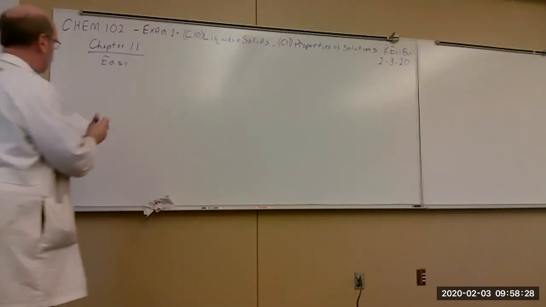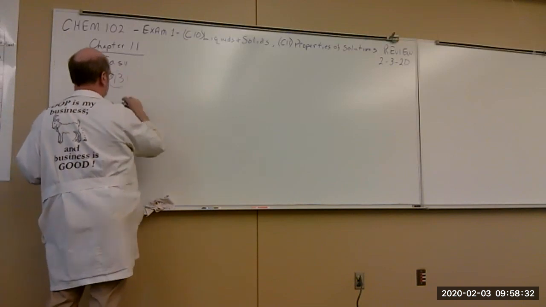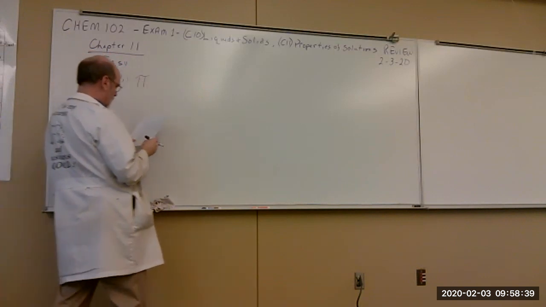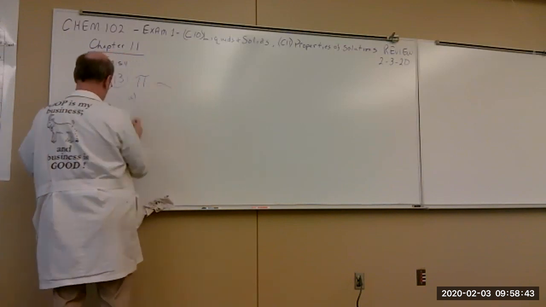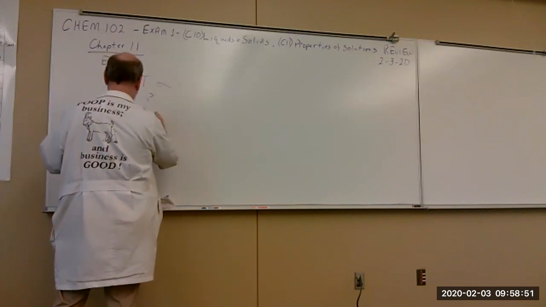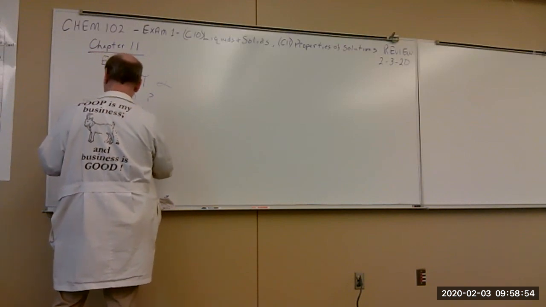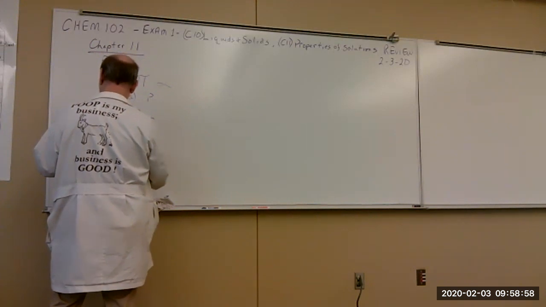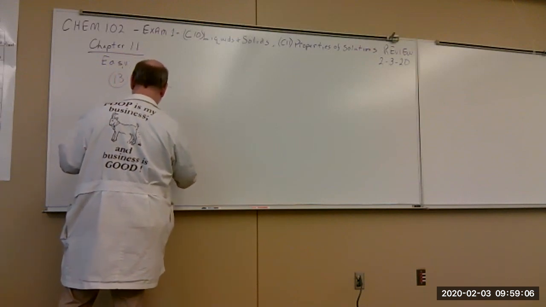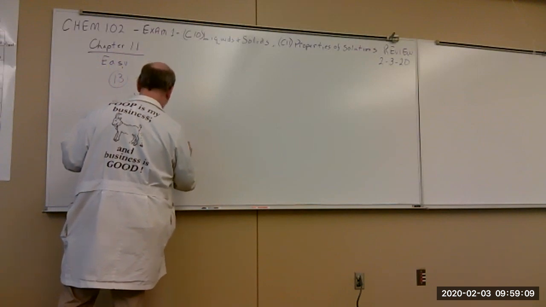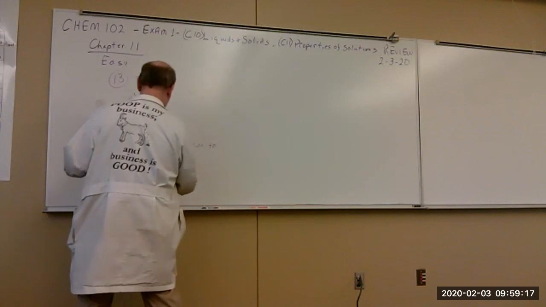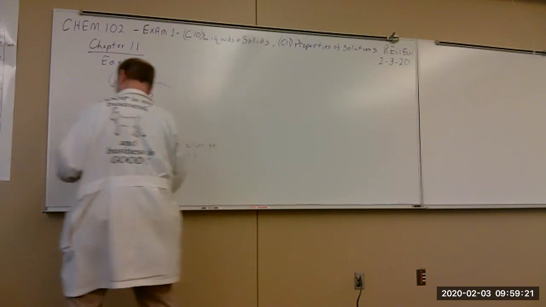What is osmotic pressure dependent on? How do we write osmotic pressure? Pi. Osmotic pressure depends upon what? Temperature? Pressure? Well, let's just write them all down. Pressure, molality, temperature, ratio. Ratio of moles solute to solution volume, or none of these.